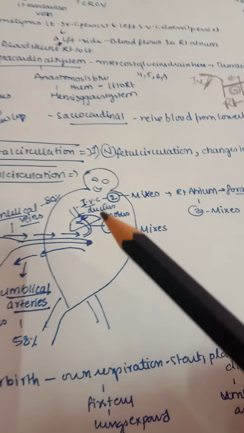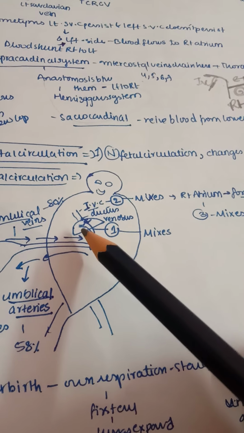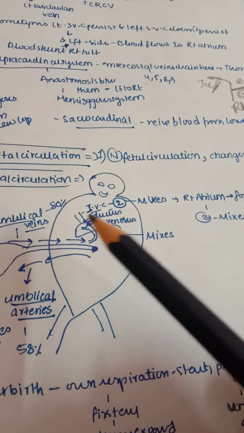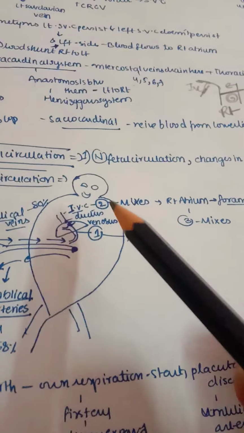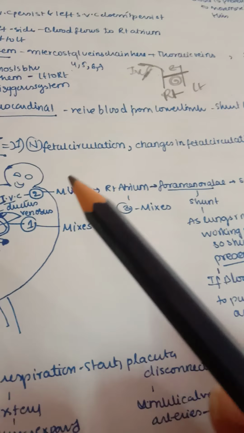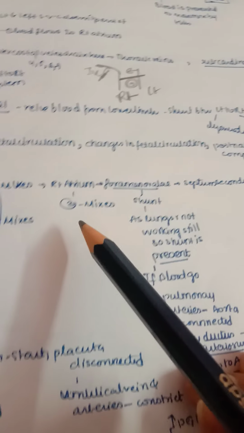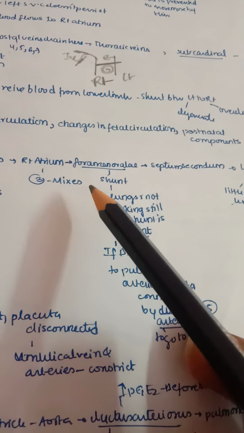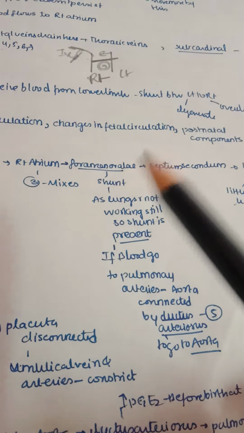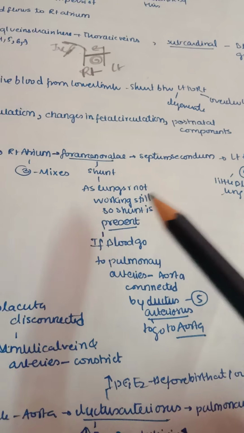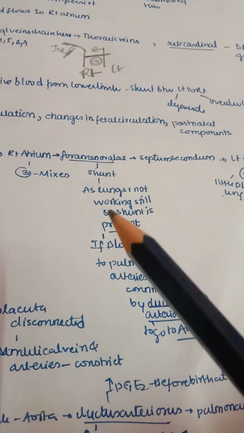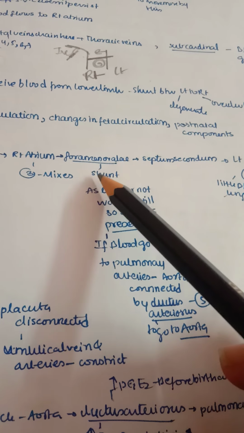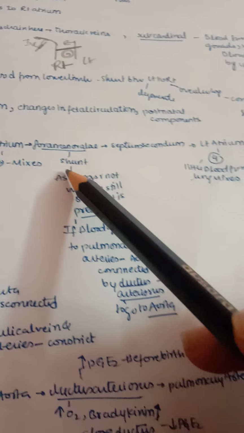First they enter into the liver, they form the sinusoids there, and with the help of the ductus venosus they enter into the inferior vena cava, and from the inferior vena cava into our right atrium. They enter the right atrium, and from the right atrium they enter the foramen ovale. We know the foramen ovale is patent in a baby. So from the foramen ovale it shunts, as the lungs are not yet working, so the shunt should be present, and from the foramen ovale the blood should now reach the left atrium.